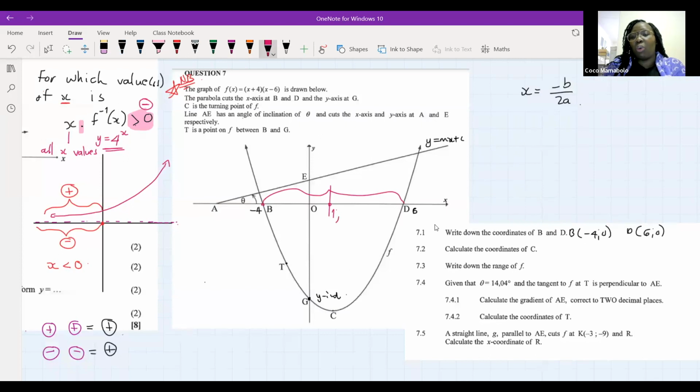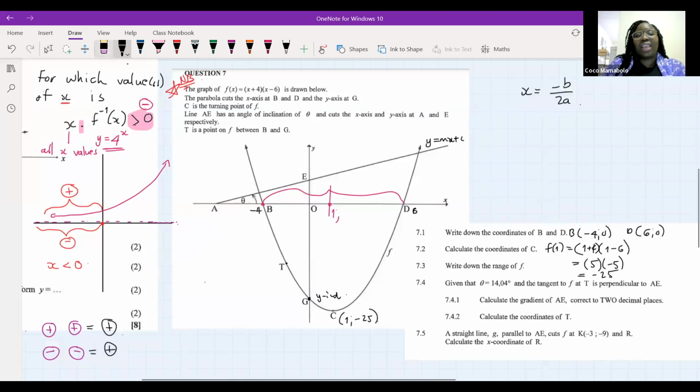I'm just going to take 1 and put it back into the formula. So f of 1 is equal to 1 plus 4 multiplied by 1 minus 6. 1 plus 4 is 5. 1 minus 6 is -5. So the value I'm looking for is -25 for my y. So my coordinates of C over here are going to be 1 and -25.